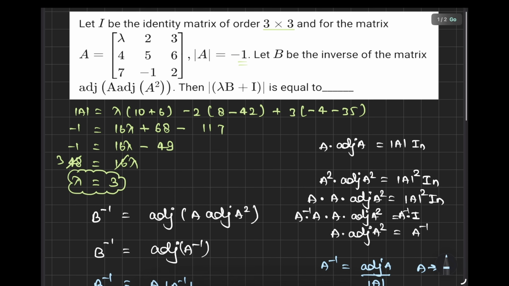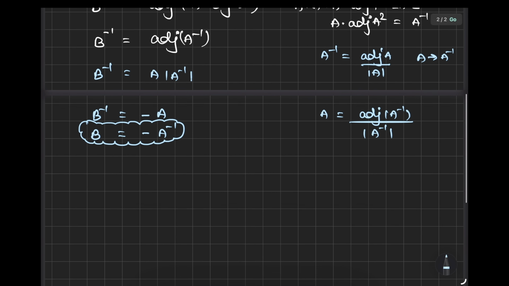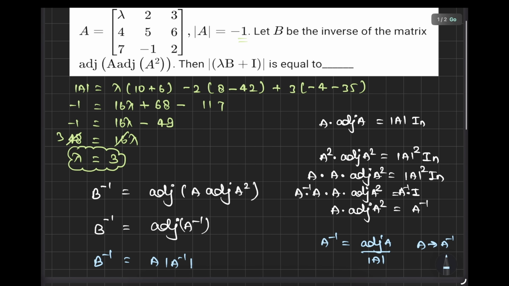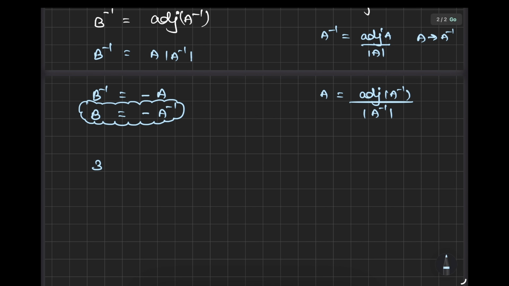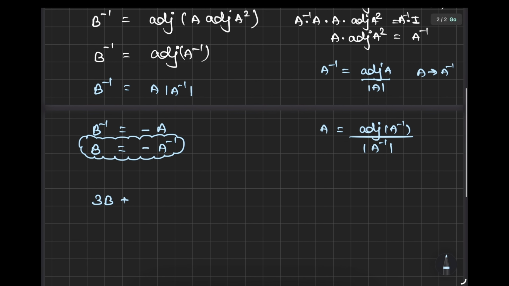Now we need to find out the determinant of this thing. So it was what? Lambda times B. So what is lambda times B? Lambda is 3. So can I find out 3B plus I. The determinant is equal to the determinant of 3B, and if I replace this B with minus A inverse, plus I.